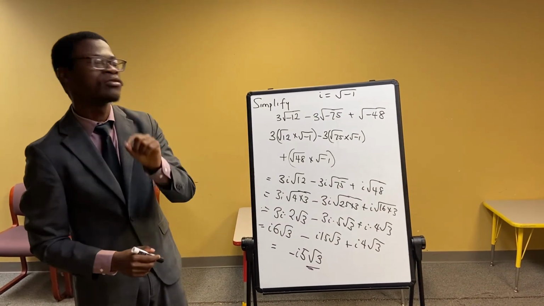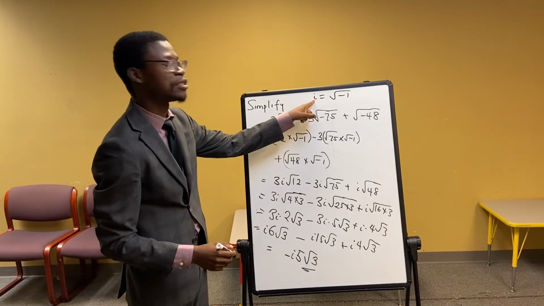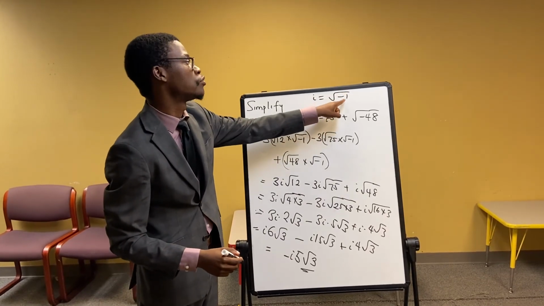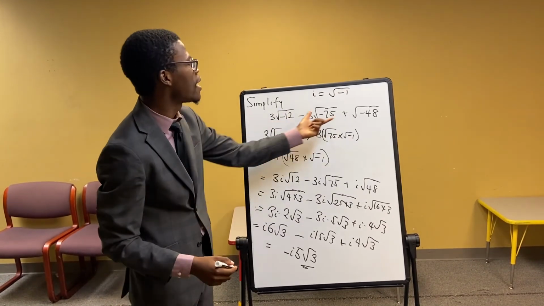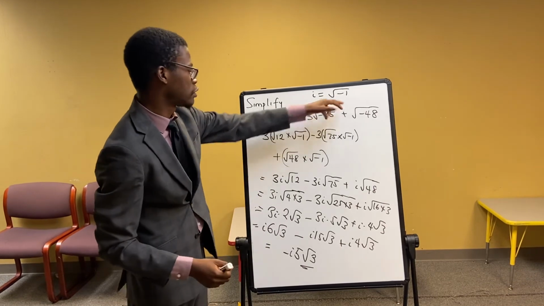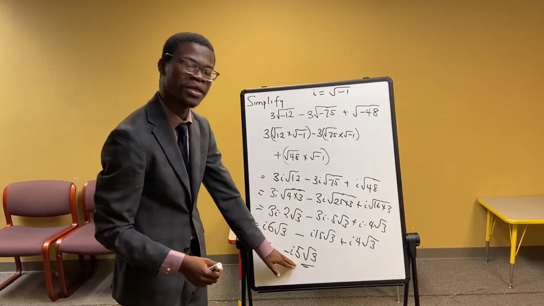All right. So it comes from knowing that i is a complex number given as square root of minus 1. So rewrite your expression in terms of this, and we solved and we got this.